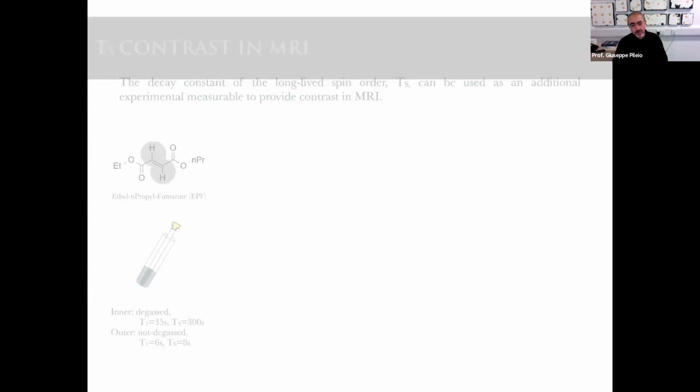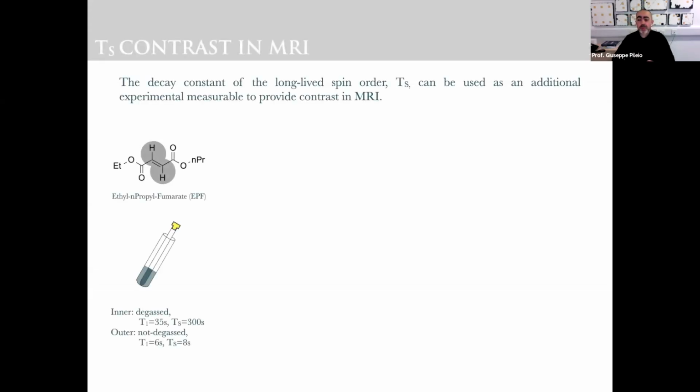Well, but then we also thought, if you have a new decay constant, you probably have another means to get contrast between different parts of an object, different tissue perhaps of a body. And indeed, we tried to do this experiment. And it turns out that there are molecules for which there is a huge contrast in TS, whether the solution is exposed to oxygen, which is a paramagnetic substance, or not.